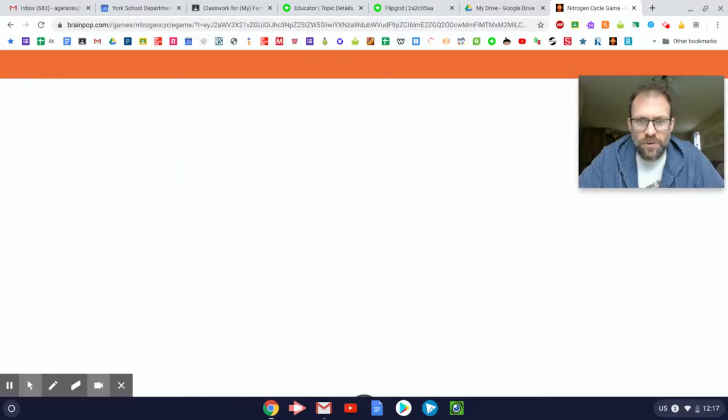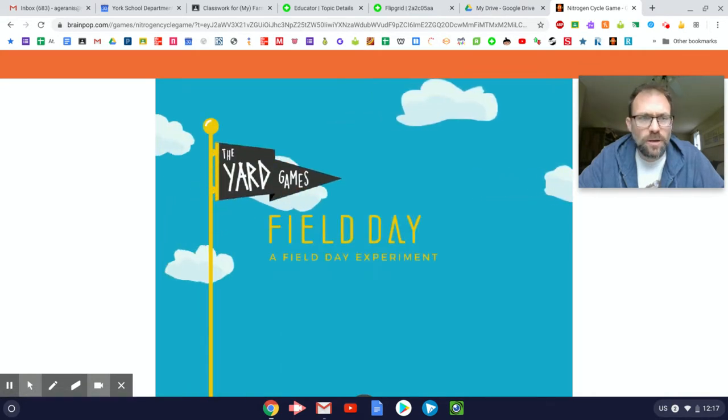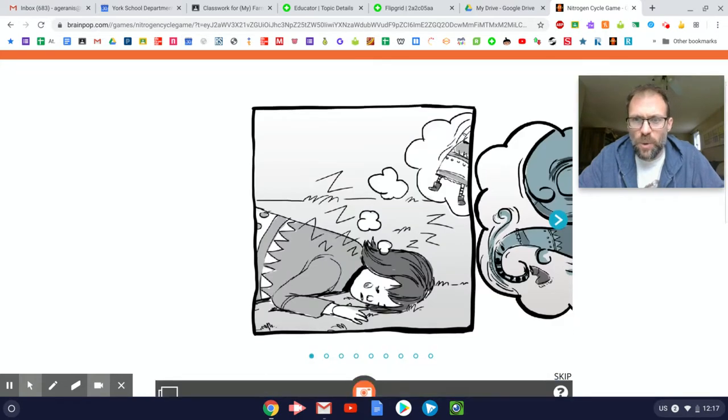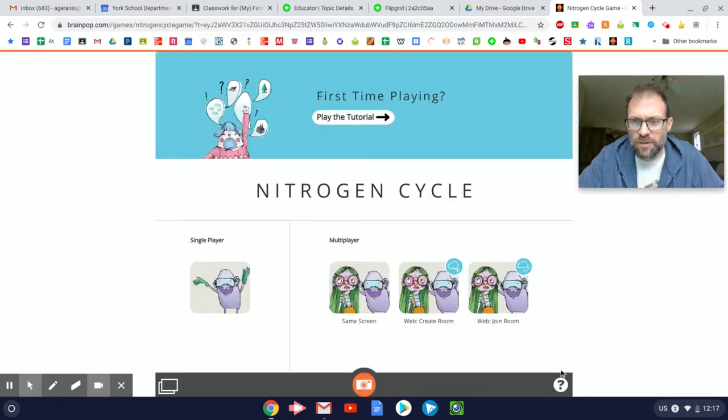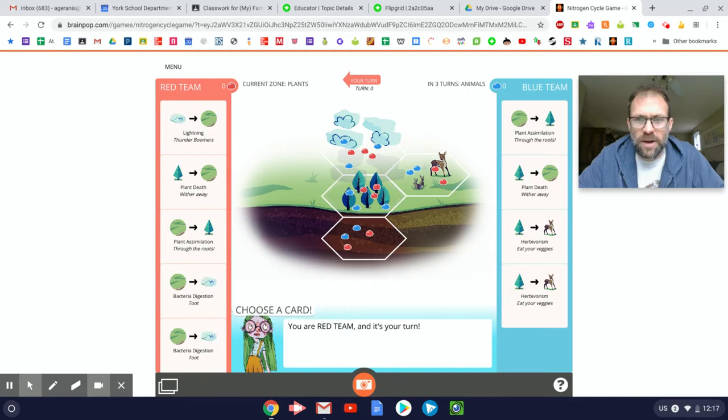As you play today, you'll use Snapthought, as you've done these last couple of days, to record 2 of your card choices. What do they mean, and how do they work within the nitrogen cycle? Right? So that means don't just write, I chose to play this card because I wanted to win, or because it moved more pieces than the other cards, but explain how that card moved pieces around the nitrogen cycle.